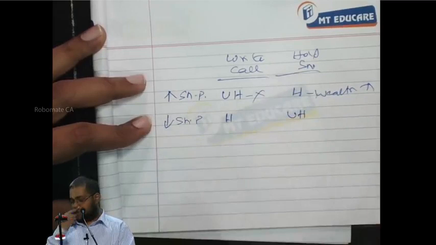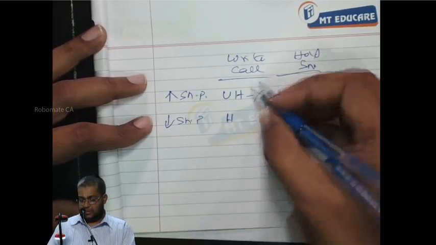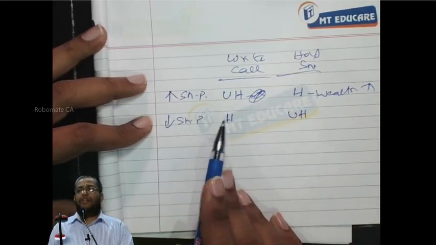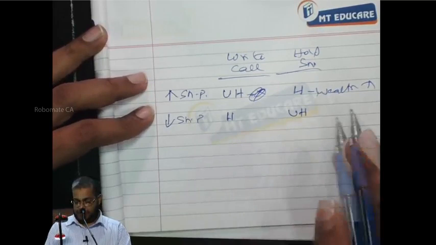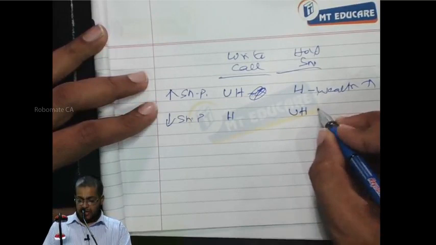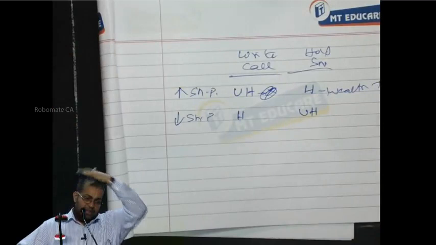Come to the next step. Share price decreases. When the share price decreases, is the call writer happy or unhappy? Happy, because the call will lapse. And the shareholder? Unhappy, because the wealth decreases. Can I proceed or not?